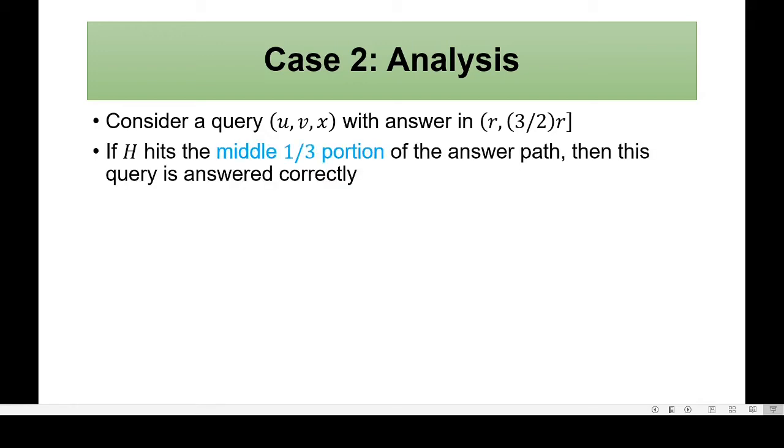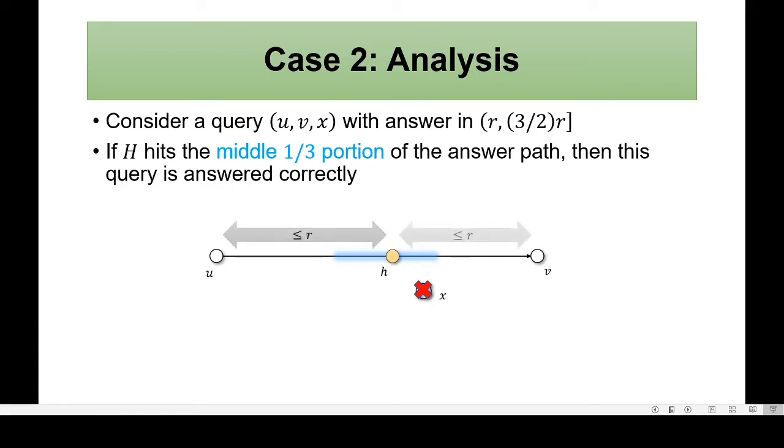We claim that if H hits the middle 1/3 portion of the answer path, then we can answer this query correctly. So imagine that this U to V path depicted in the slides is the shortest path from U to V not going through X, and its middle 1/3 portion is the blue portion. If there is a small h in this middle 1/3 portion, then we can see the distance between U to H is at most R, and the distance between H to V is also at most R. Both of them are preserved in the r-truncated DSO. Therefore, our 3/2 r-truncated DSO will give the correct answer on this query.